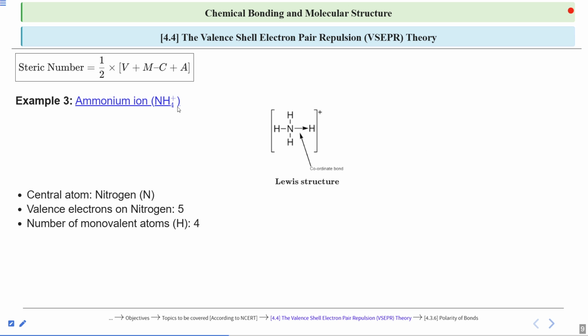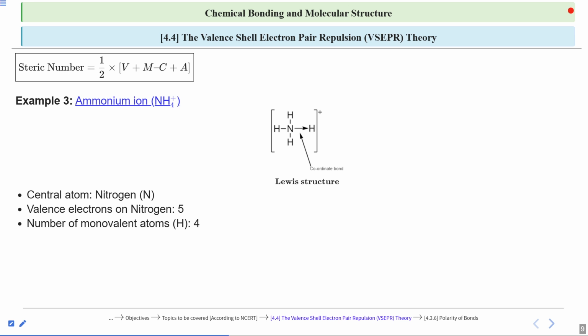Now, here you can see that it has a positive charge. Once you are given the molecule, that means you are knowing about its charge. So you will be given in the exam what the shape of the ammonium ion should be. Now you should know that your ammonium ion is a positively charged species.